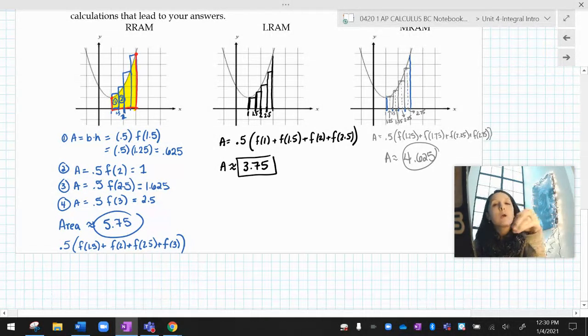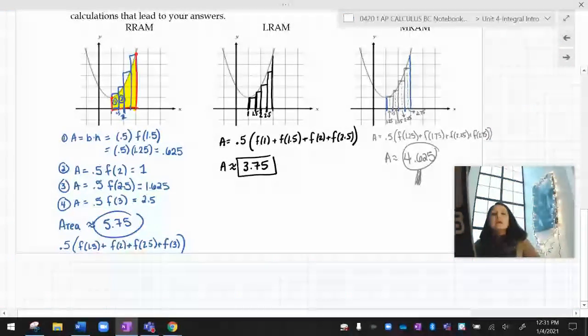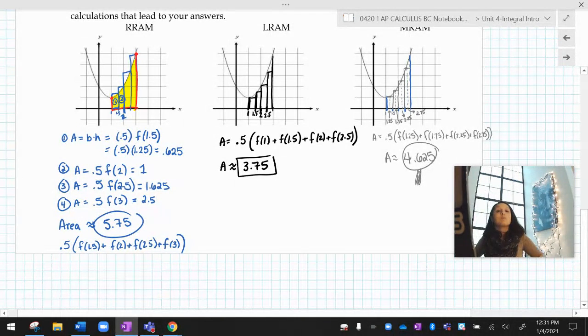Now, is MRAM exactly in between RRAM and LRAM? No, because between 4.75 and 3.75 should be 4.25. We got 4.625. This is not exactly in between LRAM and RRAM. It will be between them most of the time, but it won't be exactly in between them.